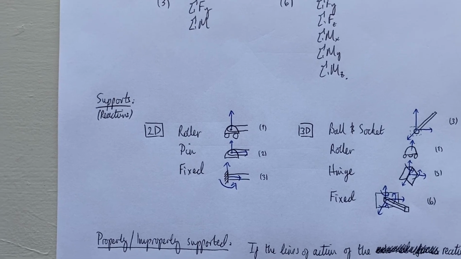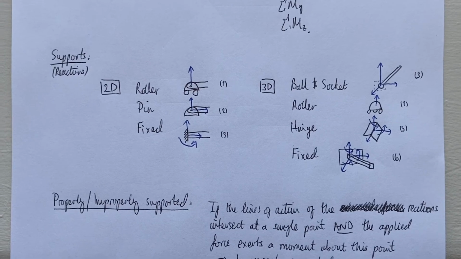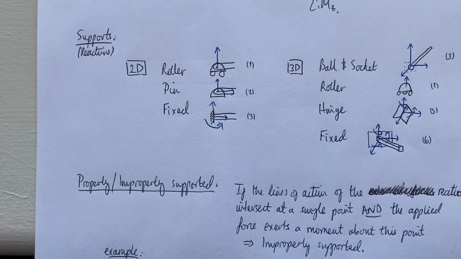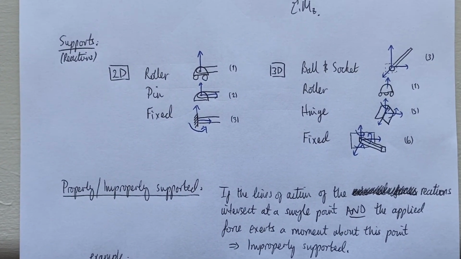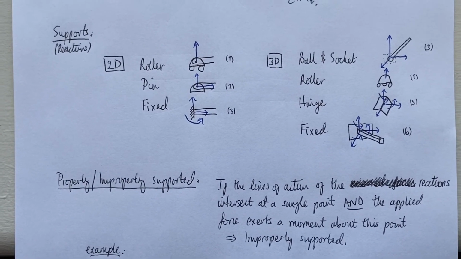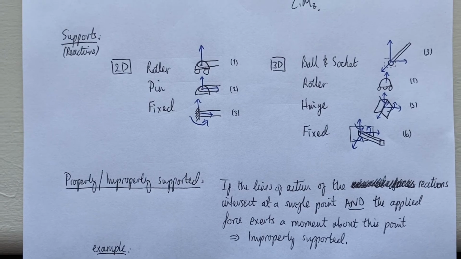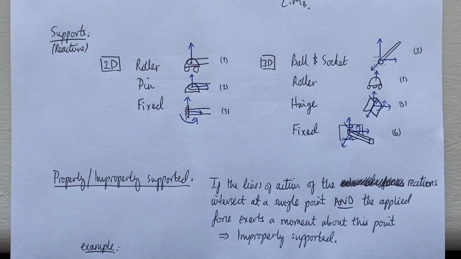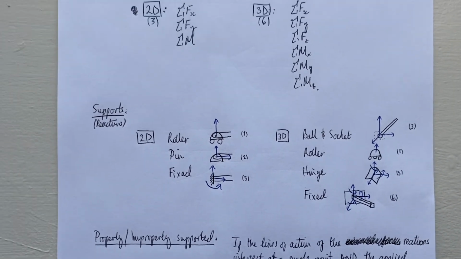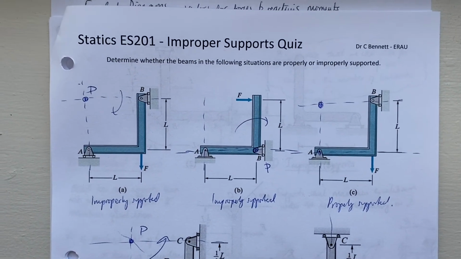And then finally for today, we looked at what we mean by properly and improperly supported objects. And there's a technique for assessing whether a system is properly or improperly supported, and that is to draw on the lines of action of the supports and then assess where the external force is applied, right? And if the external force exerts a moment about the point where the lines of action intersect, then it's improperly supported. So you might want to dig out this handout that we did in class.